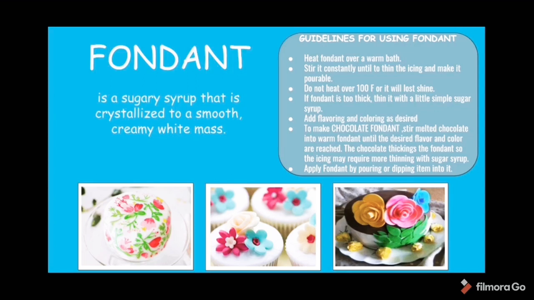To make chocolate fondant, stir melted chocolate into warm fondant until the desired flavor and color are reached. The chocolate thickens the fondant, so the icing may require more thinning with sugar syrup. Apply fondant by pouring or dipping the item into it.